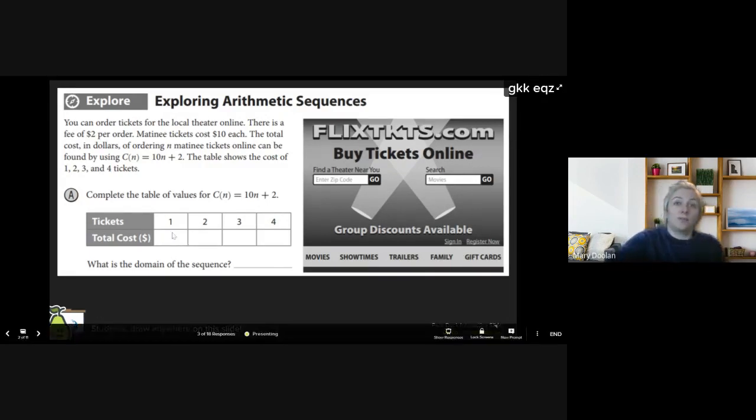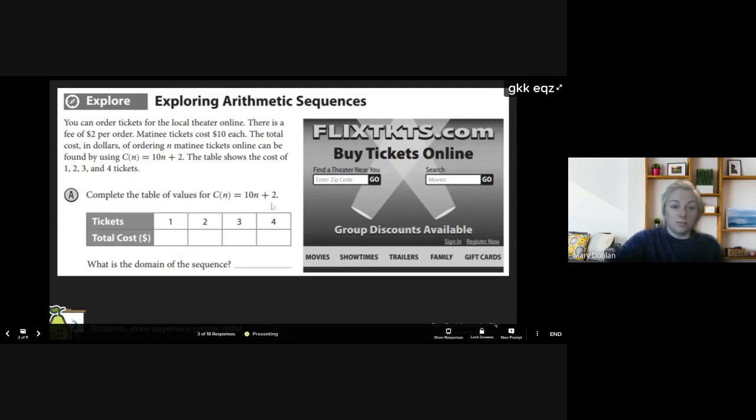Okay, you're going to have to put a value here. And so we'll do this first one together just so you see how this works. So if the number of tickets is 1, and I put a 1 where N is in C of N, that means 10 times 1 plus 2. Okay, 10 times 1 is 10, plus 2 is 12. So the total cost is $12.